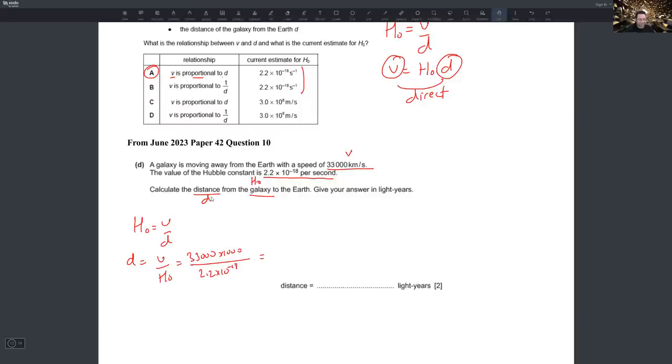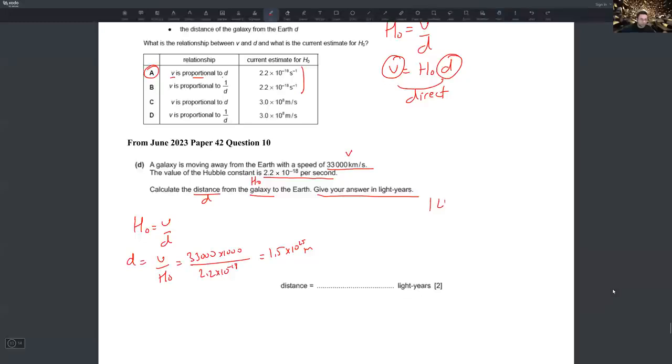It's not like I skipped a word or a sentence while reading the question and didn't notice that I missed a word. What did I skip? Give your answer in light years. He wants light years. This is in meters. We use meters per second and so on.